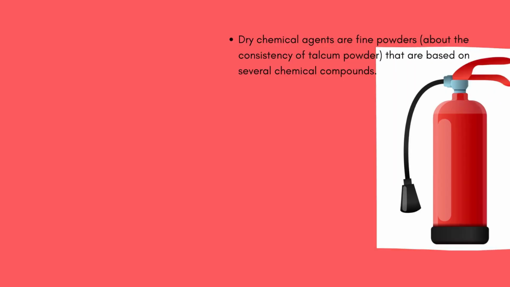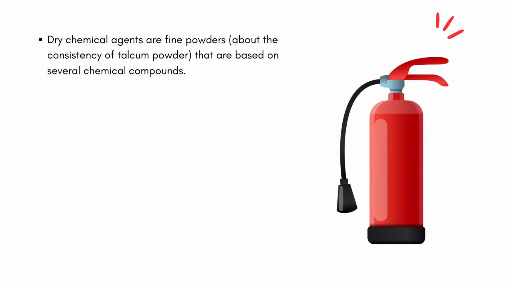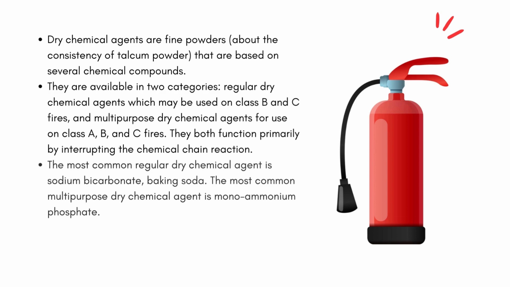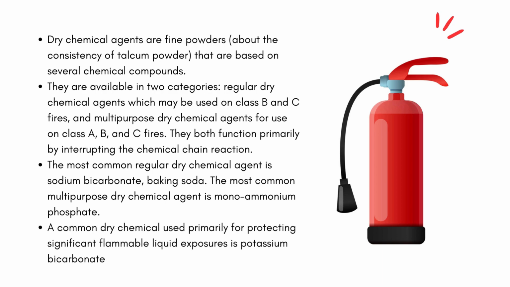Dry chemicals. Dry chemical agents are fine powders, about the consistency of talcum powder, that are based on several chemical compounds. They are available in two categories: regular dry chemical agents, which may be used on Class B and C fires, and multipurpose dry chemical agents for use on Class A, B, and C fires. They both function primarily by interrupting the chemical chain reaction.